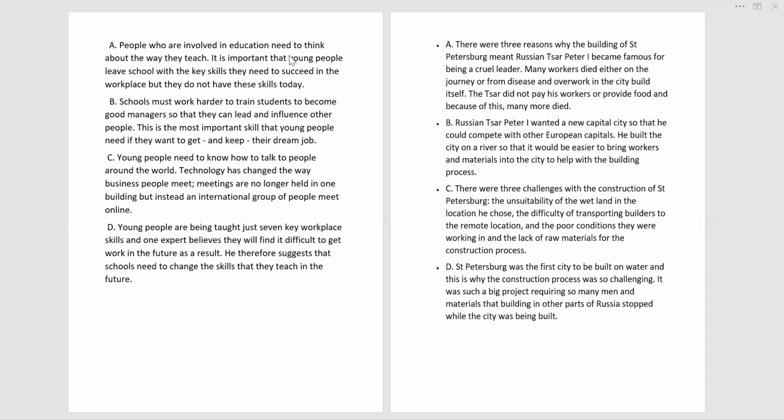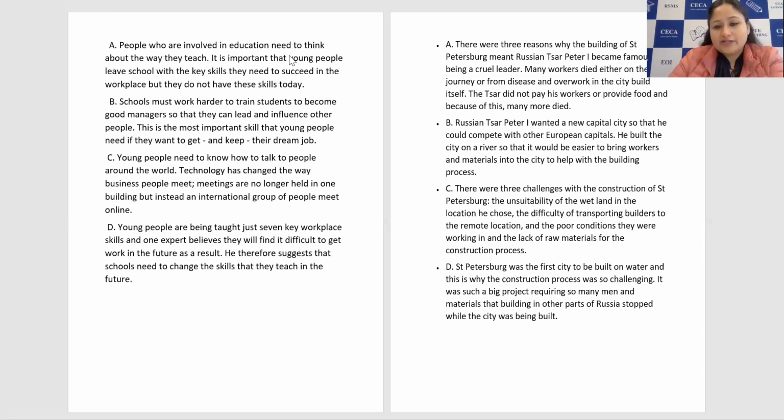Maybe you can be confused about C, and maybe it can be D as well. So D says it's the first city to be built on water. It is not mentioned like that, that it is really the first city. That's why the process is challenging. No. And requiring so many workers, that was true. And material for building another part of Russia was stopped. This is also told in the process. But this C got every key point in there. So that makes C the right option, not D, right?